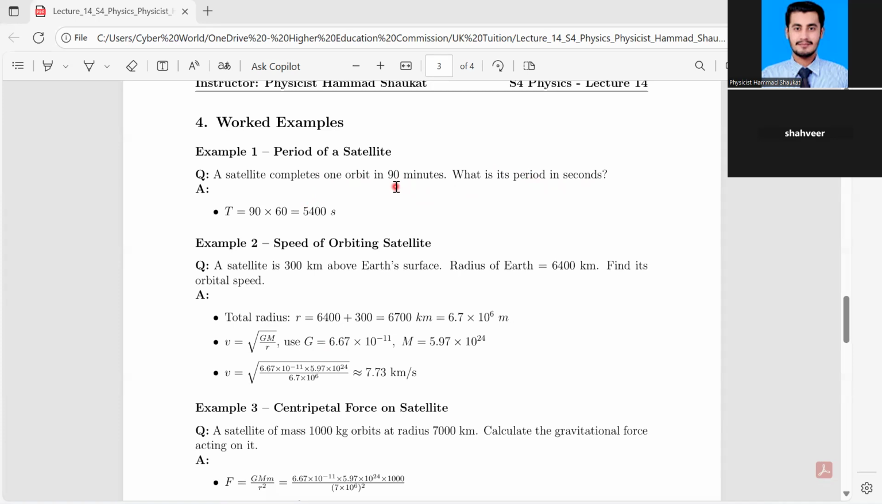5,400 seconds. Yes, how? Times it by 60. Yes, you multiply 90 by 60, because 1 minute contains 60 seconds. For 90 minutes, just multiply 90 by 60 and you will get your answer in seconds.